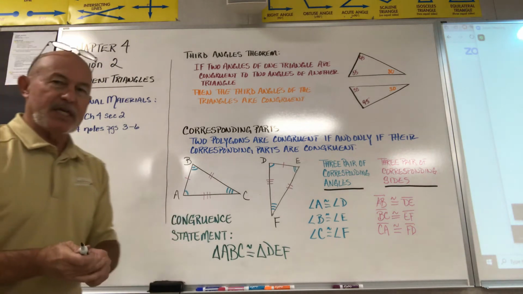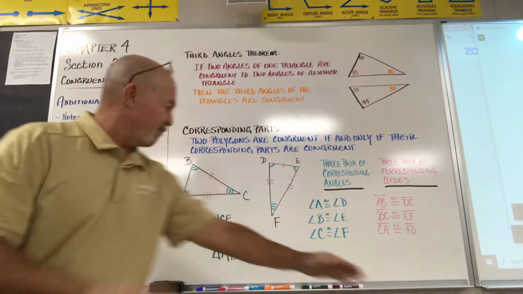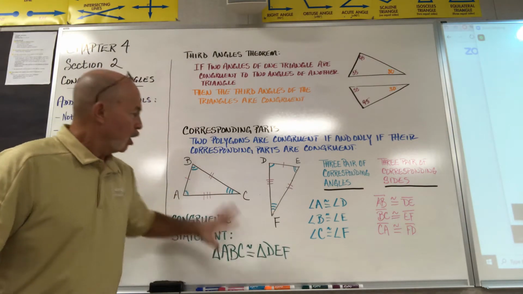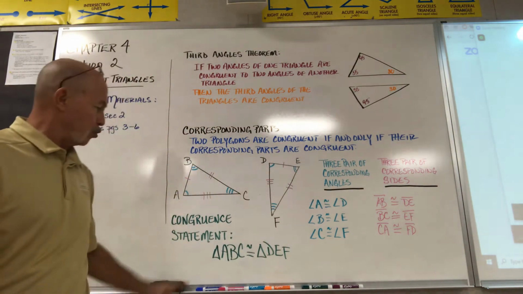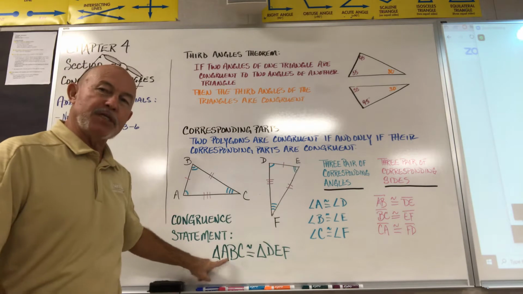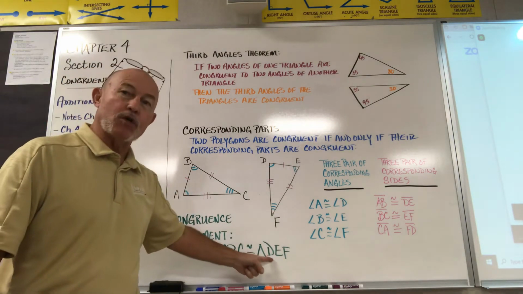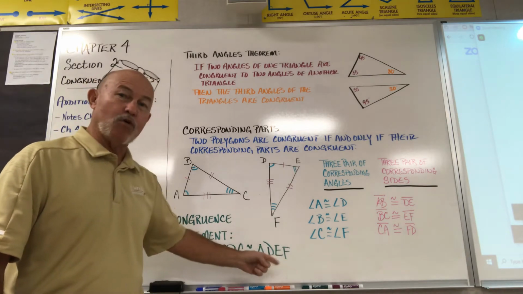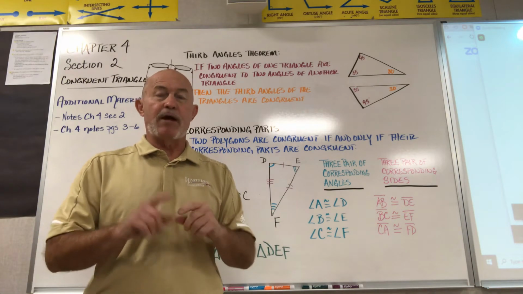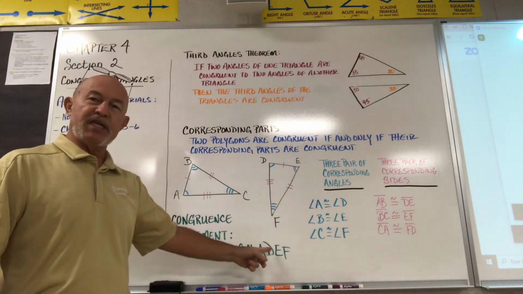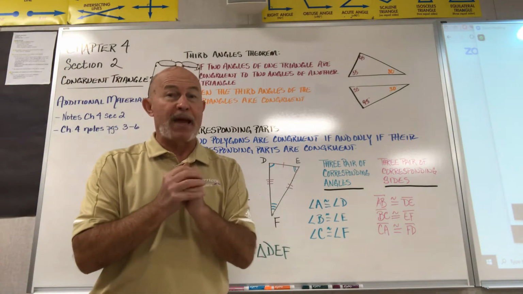triangle ABC is congruent to triangle DEF. If you have this congruence statement, you don't need any of this. This tells you exactly what matches what. Once you say triangle ABC is congruent to DEF, that tells you A and D correspond, B and E correspond, C and F correspond. And you can figure out, oh, AB with DE, BC with EF. It works that way. You have to match properly.